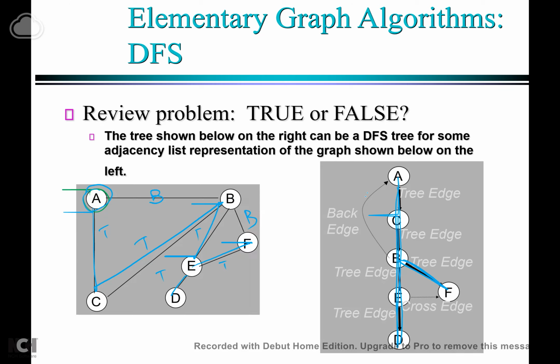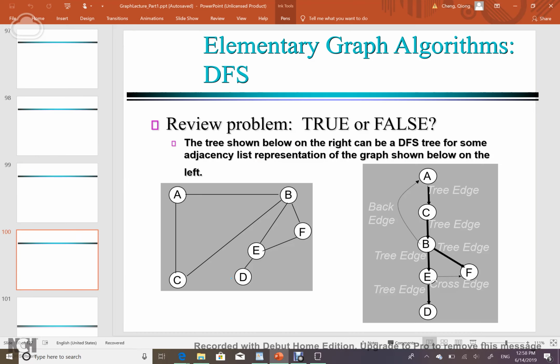This is also back edge. So from B to A, back edge is correct, and from E to F is cross edge, which is wrong, right? It's wrong. Definitely this is wrong because an undirected graph would not have cross edge. Okay, so this is the discussion for this video.